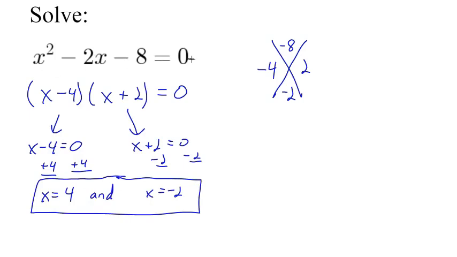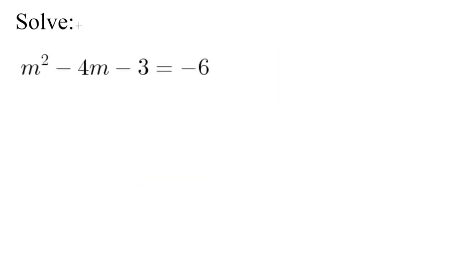So we started with a quadratic equation equal to 0. We factored the quadratic expression and used the zero product property to solve for x. Taking a close look at this quadratic equation, there's something different about it. In this equation, it doesn't equal 0. It equals negative 6. Now, the zero product property only works when the equation equals 0. So we need to be careful about that.